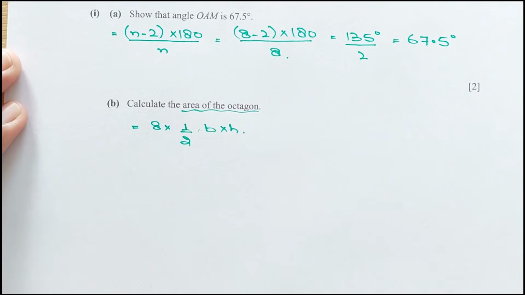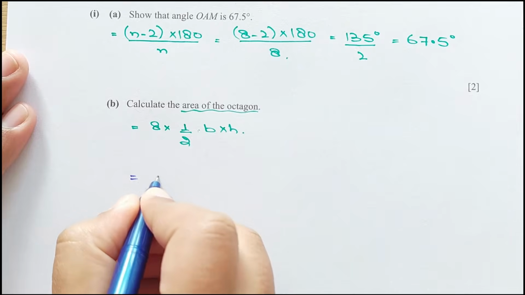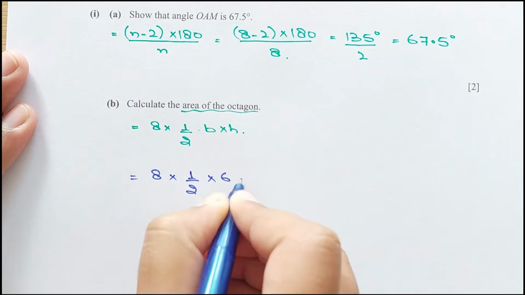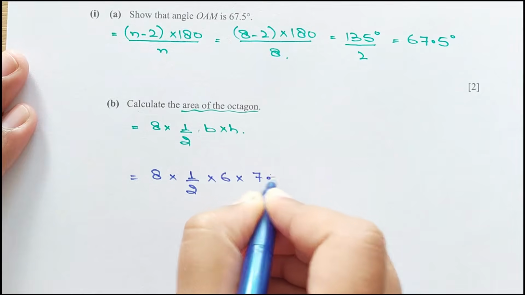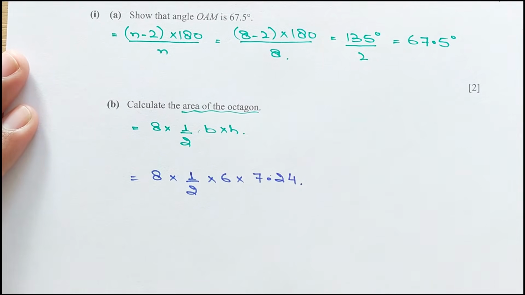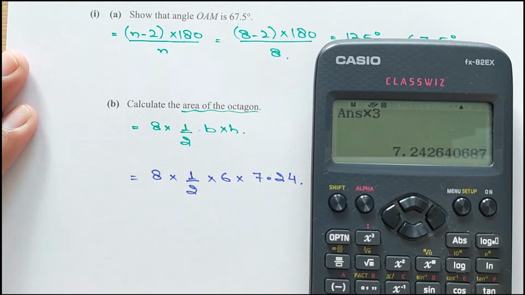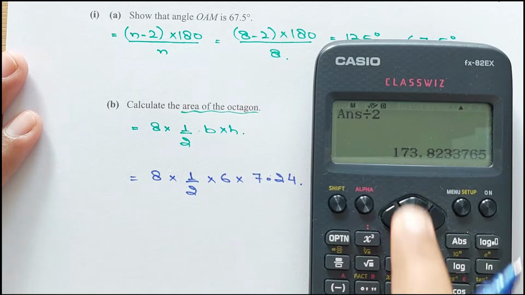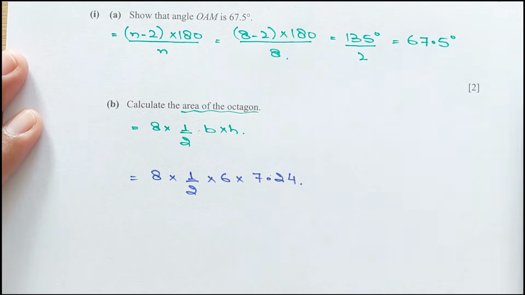Now plugging the values into the formula. So area of an octagon is 8 times half, the base is 6 centimeter and the height is 7.24 centimeter, right? So this is the height times 6 times 8 divided by 2. This is 173.8 centimeter square is the area, or if I round it, it is 174 centimeter square.